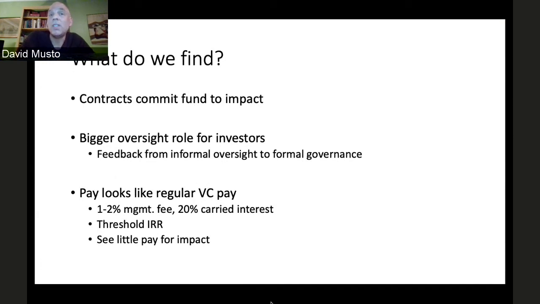We looked at how the VCs are paid. It's interesting. You might think that impact VCs are paid for the impact they deliver. That's actually not what we saw. We saw they were paid like any other VC. I would say that what they get for their impact pays off through their reputation and raising the next fund a lot more than it does in the dollars in their pocket for this fund.